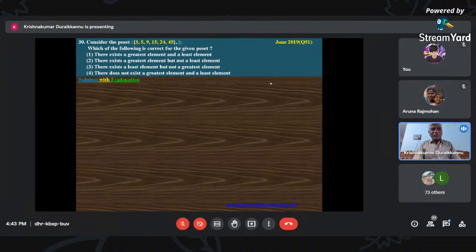So here, the solution. The given set is 3, 5, 9, 15, 24, 45. What is the operation on this set? It is division. A divides B. For example, 3 divides 5, so 5 divides B. So the divide operation means A divides B, that is, B by A.